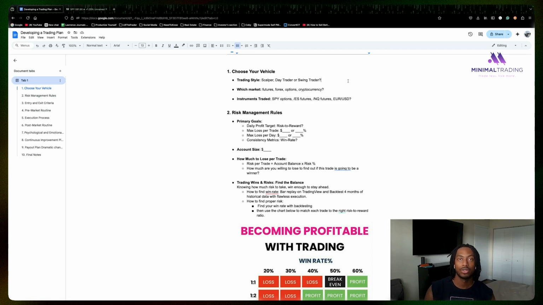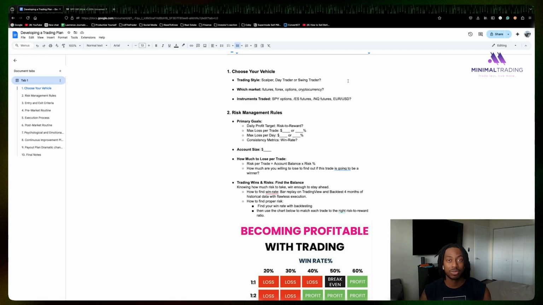Scalpers are normally on the 1 to 5 minute time frame. Day traders, I would say between the 1 minute and the hourly time frame, and then swing traders are probably hourly to daily to weekly time frame.